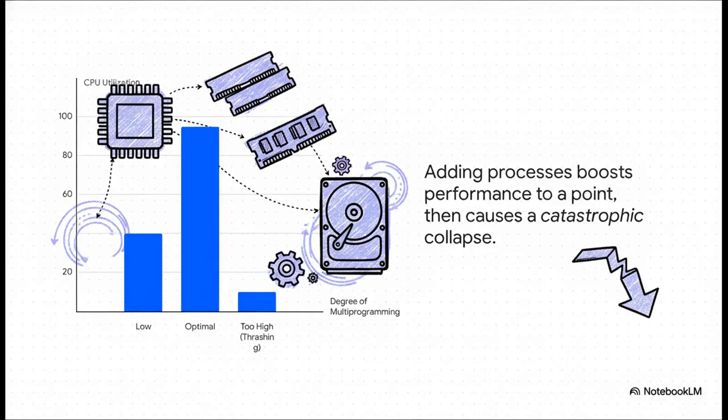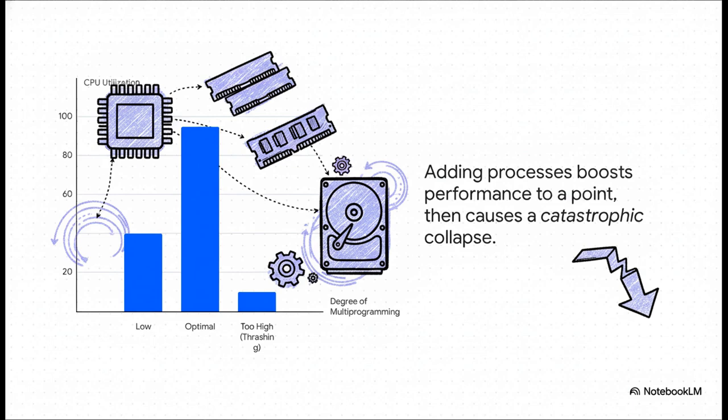And this chart shows that spiral perfectly. Look, as you add more programs, your CPU usage goes up. That's good. You're using your machine's power. You hit this sweet spot, this peak of efficiency. But if you push it just a tiny bit further, you cross that threshold.